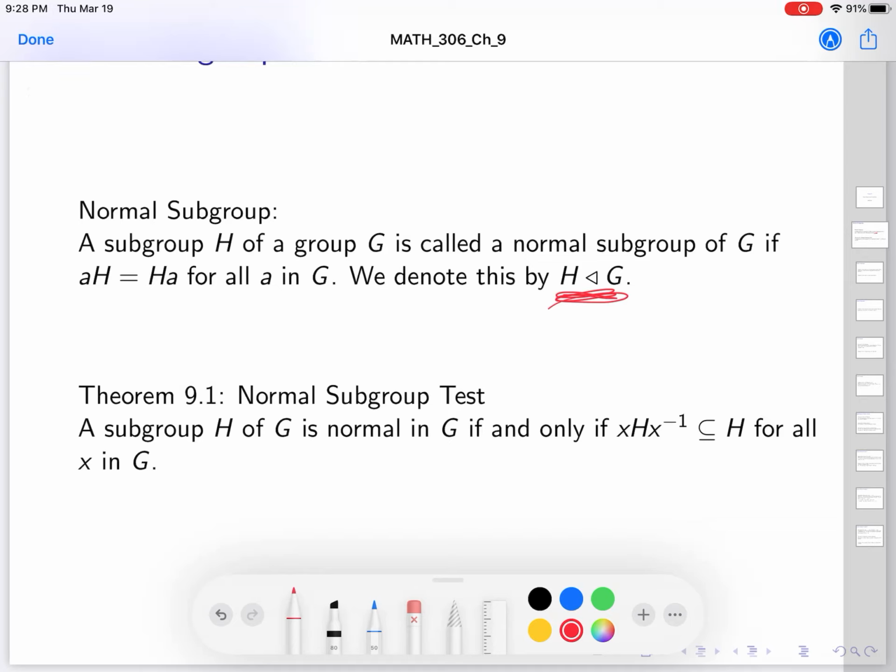Our first theorem gives us an official test to see if something is a normal subgroup. You can use the definition of a normal subgroup, or you can use the normal subgroup test when you're trying to think about and talk about normal subgroups. The theorem says a subgroup H of G is normal in G if and only if xHx⁻¹ is a subset of H for all x in G.